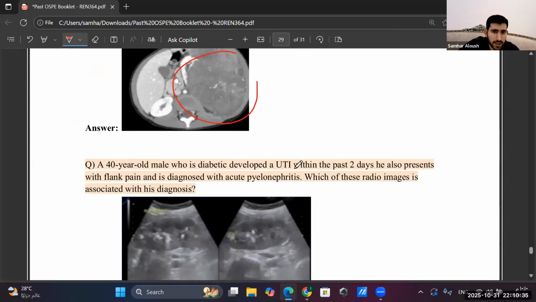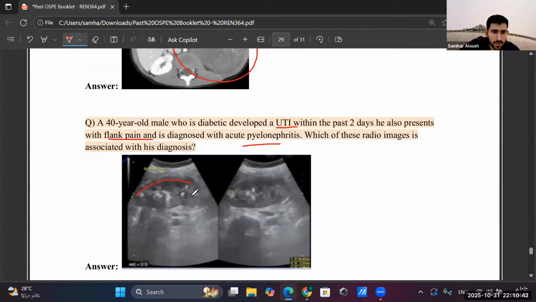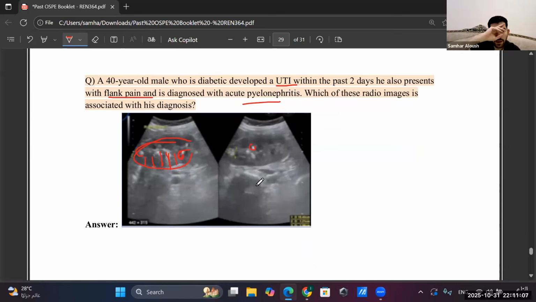A 40-year-old diabetic has a UTI and also presents with flank pain, pyelonephritis. Which one is associated with the diagnosis? We already explained it in the lecture. Pyelonephritis, striations and so on. He also has stones that predispose him to pyelonephritis. And you see here, there are striations, white and gray. There are also stones here and there which predispose him to pyelonephritis or flank pain. So this is definitely the lecture. In the diagnosis, pyelonephritis, we also have renal stones.